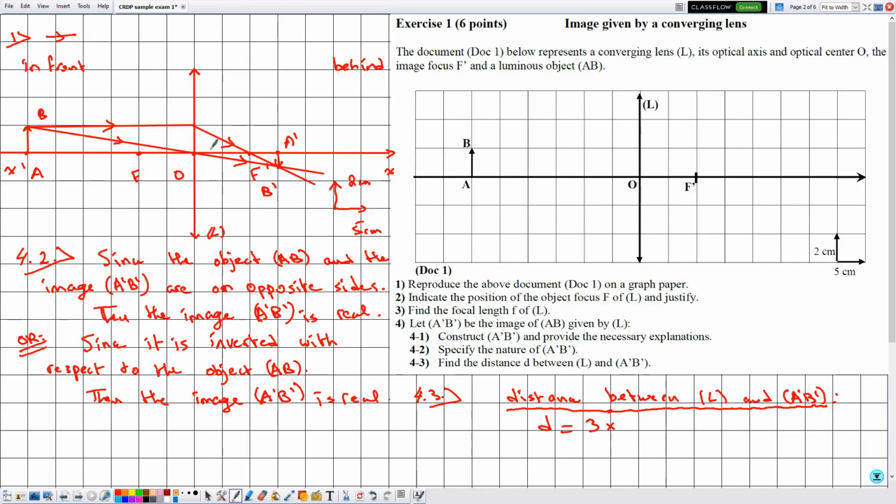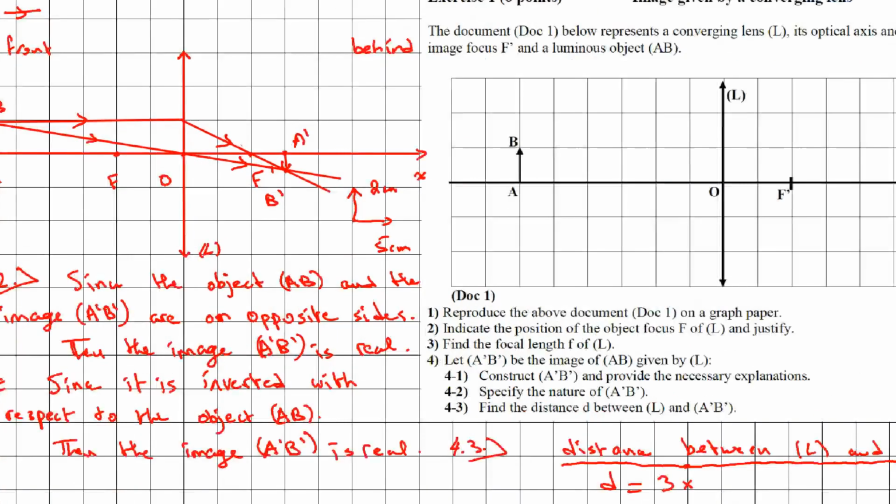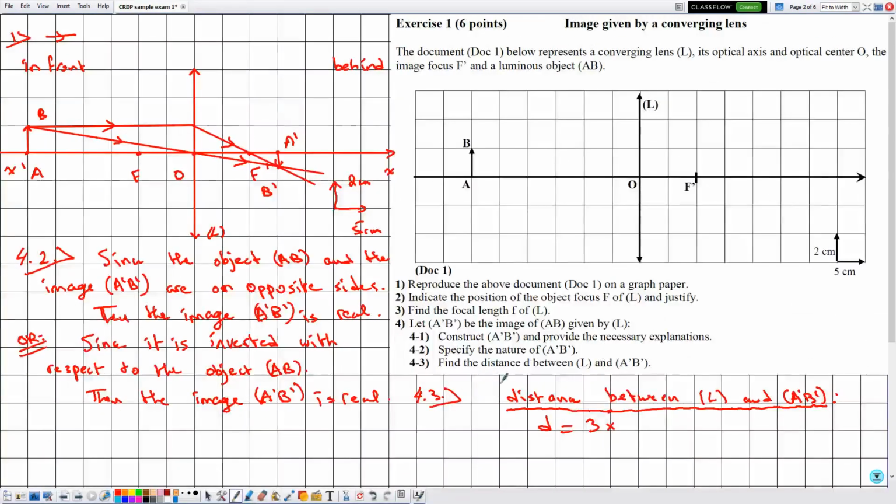And we multiply by the scale along which we have counted the number of divisions, which is the scale along the x-axis. Now plugging this on the calculator, the distance D is given by 15. Since the scale is expressed in centimeters, the value of D will be in centimeters. So the distance D between the lens and the image A prime B prime is 15 centimeters. Then this is it for exercise number 1.